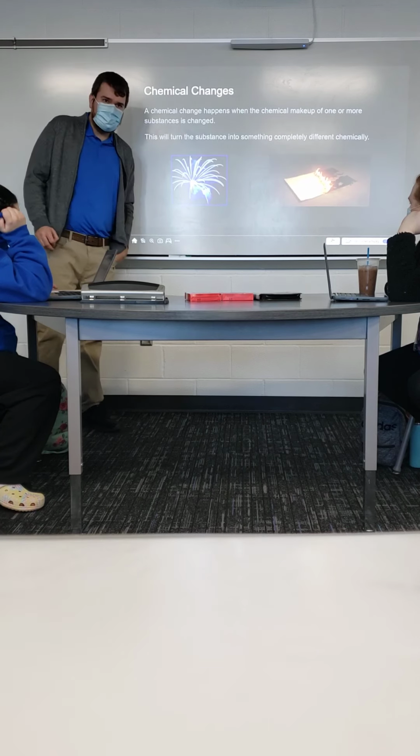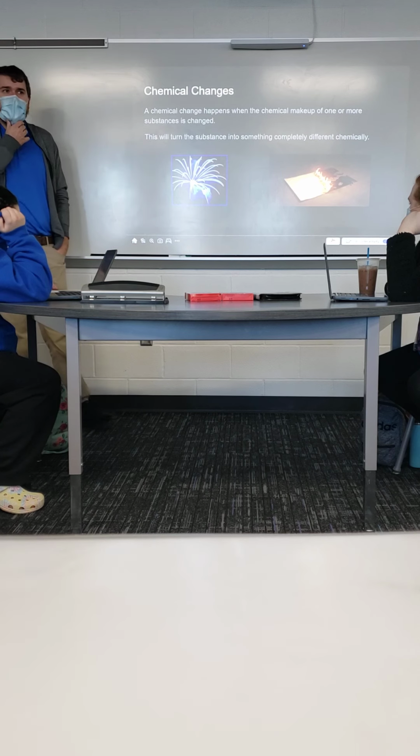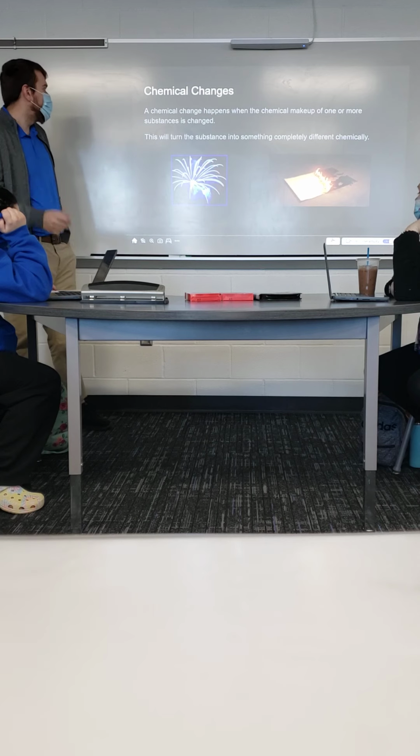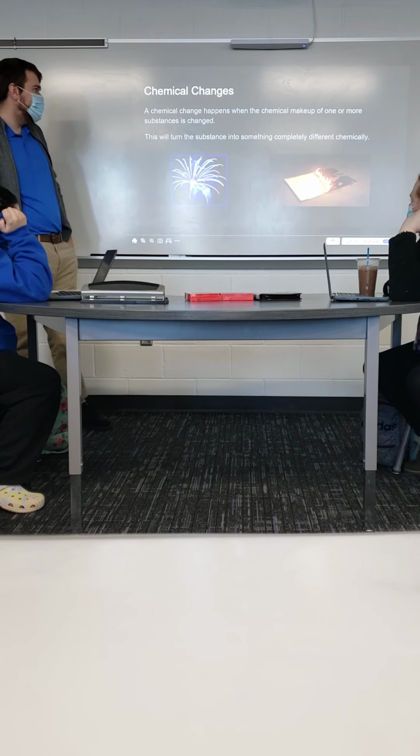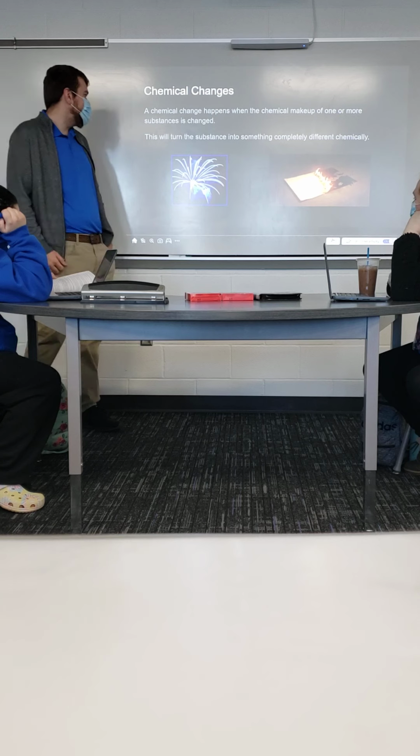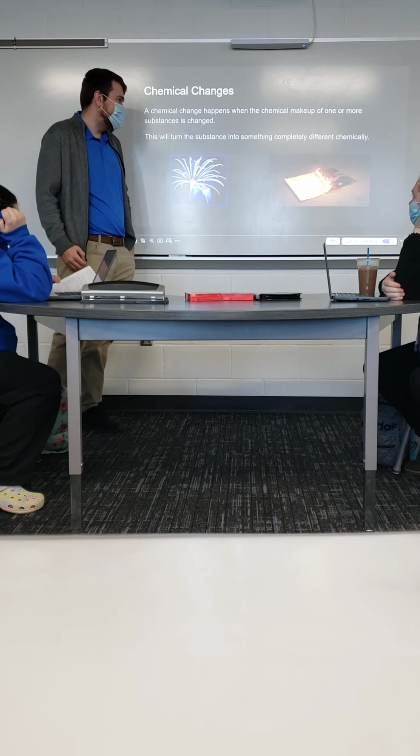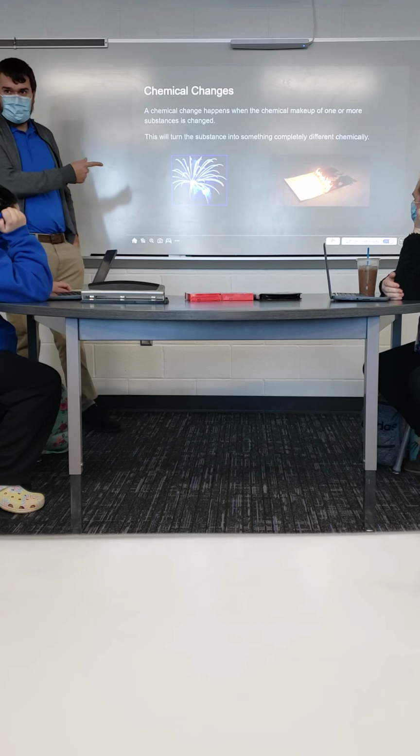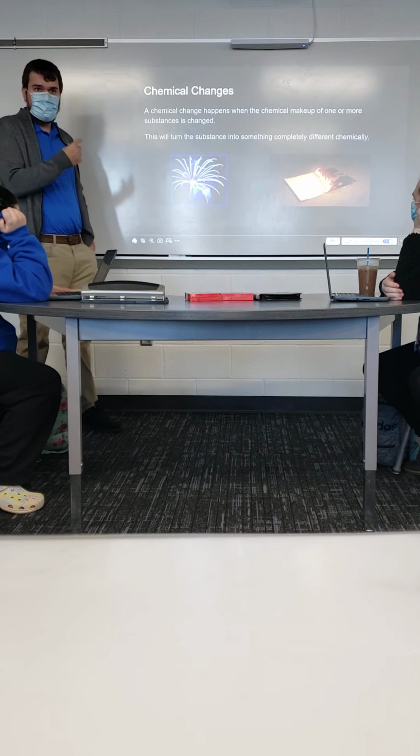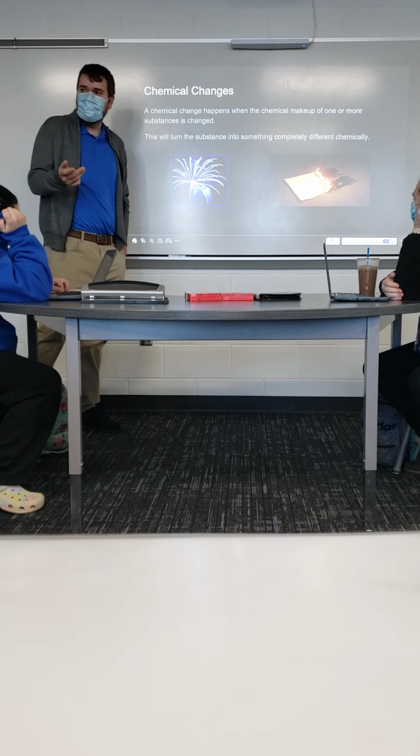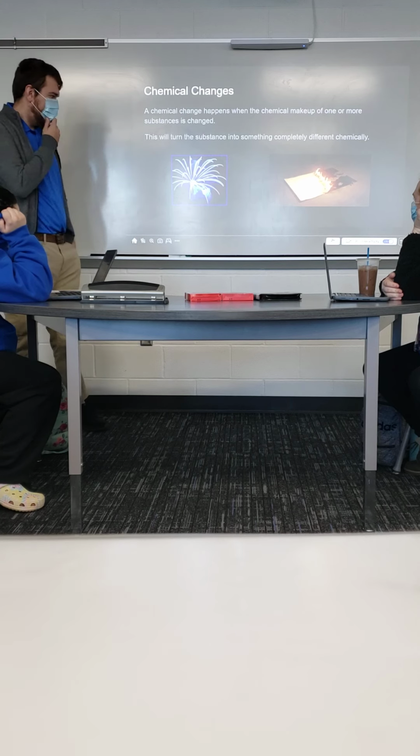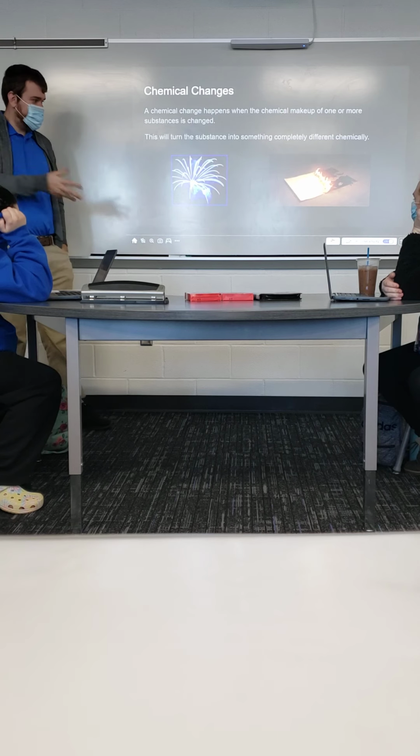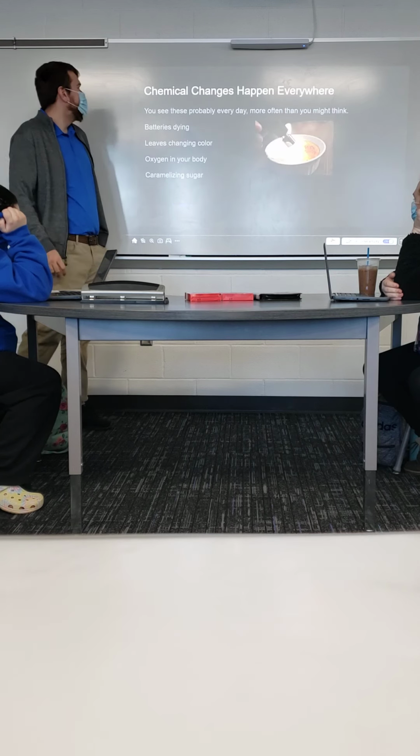So, chemical changes are different because they change what the material is or what it is going to be. A chemical change happens when the chemical makeup of one or more substances is changed. This will turn the substance into something completely different. So there you can see something burning. The ashes of the paper are completely different than the paper was originally. You can't write on it, right? Firework, it used to be just some powder packed inside of a little container, and now it's that. A lot different.